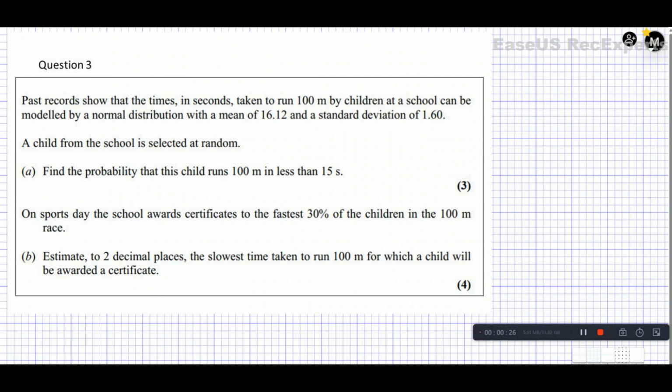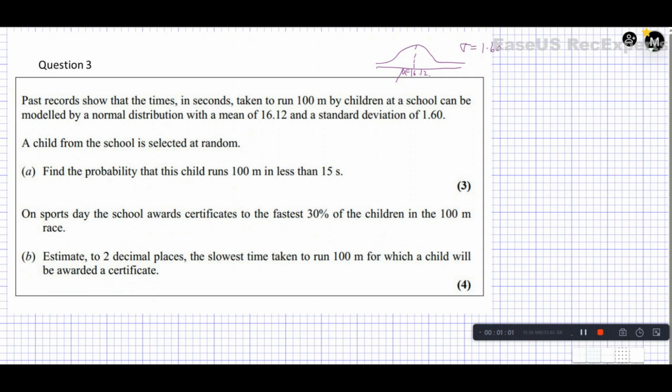Okay, so now mean is 16.12. Okay, so just draw a bell curve, a sketch. So this is 16.12, and so that's mu, and your standard deviation is 1.60. Okay, now if you look at it, the question asks us to find the probability that a child from a school is selected at random. Probability of this child runs 100 meters in less than 15 seconds.